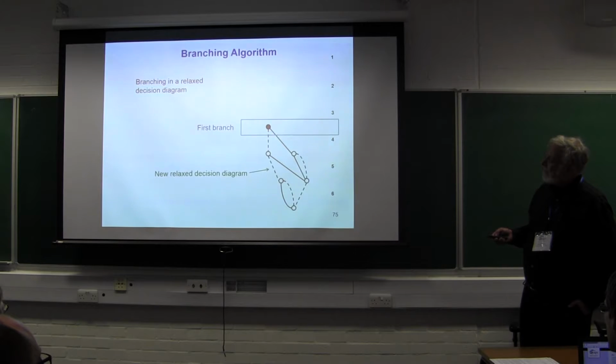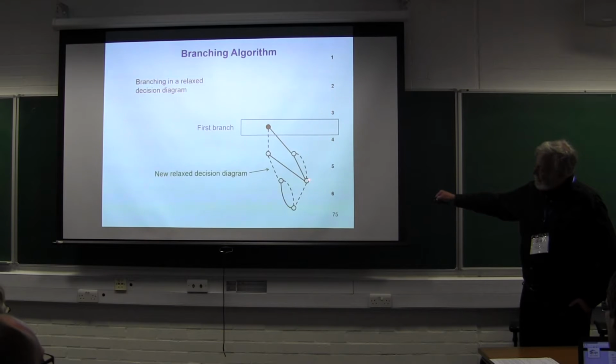So for each of these 3 nodes, we create a new relaxed decision diagram from here down. Okay. Now we can play the same game. In this one, we go to the last exact layer and branch again. Yeah, it's a recursive fashion. Now, what do we do with this?